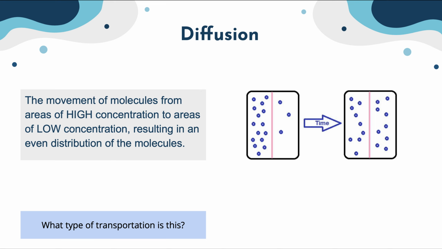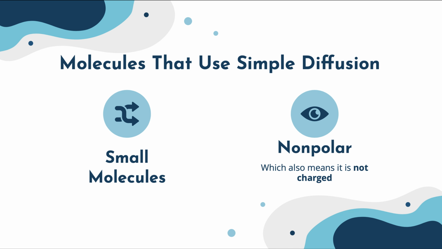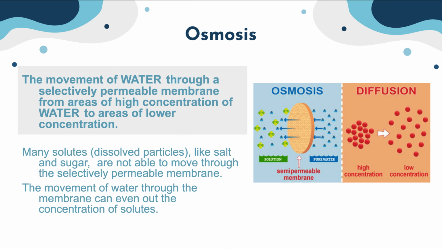First, let's discuss diffusion. Diffusion is the movement of molecules from areas of high concentration to areas of low concentration. It results in the even distribution of molecules. It is a form of passive transportation. Small molecules and nonpolar molecules use simple diffusion.